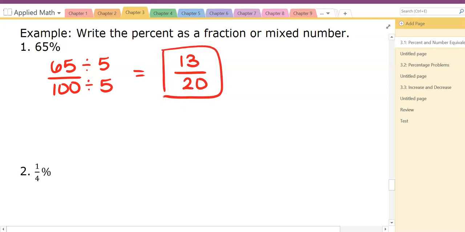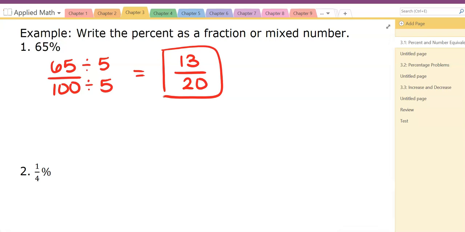Like I said, if you have a calculator, and I'm talking about a calculator that's not on your phone, because your phone's not going to reduce fractions for you. It's just going to give you a decimal. What you're going to want to do is type in 65 divided by 100 and then write it as a fraction. It'll reduce it for you.